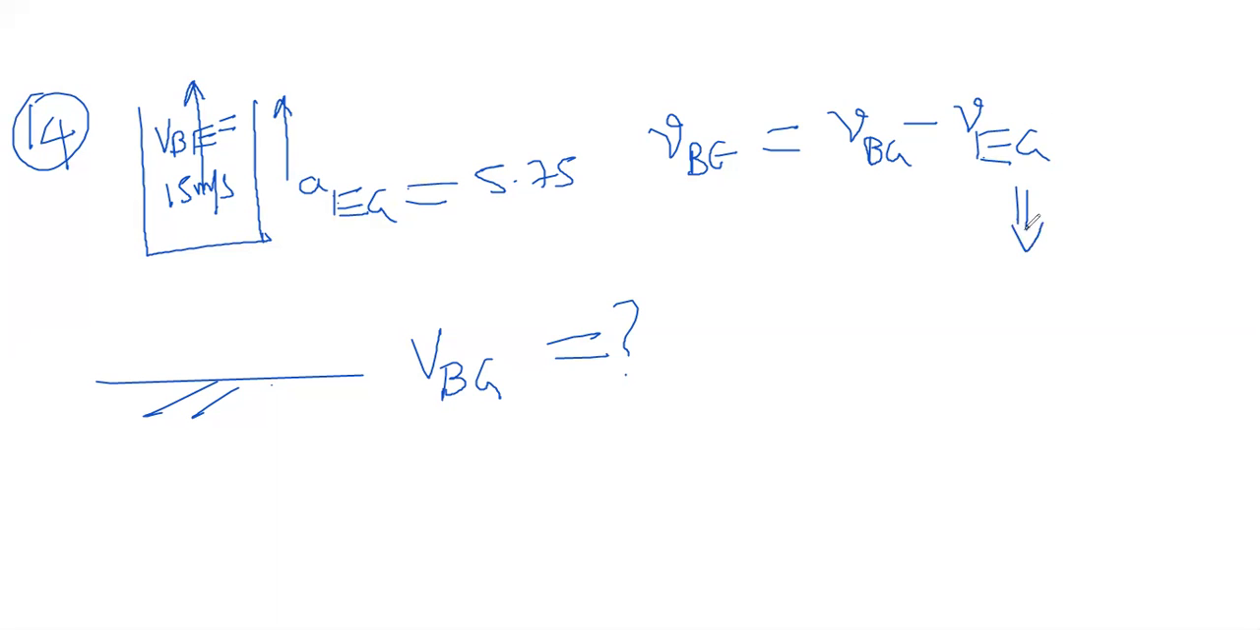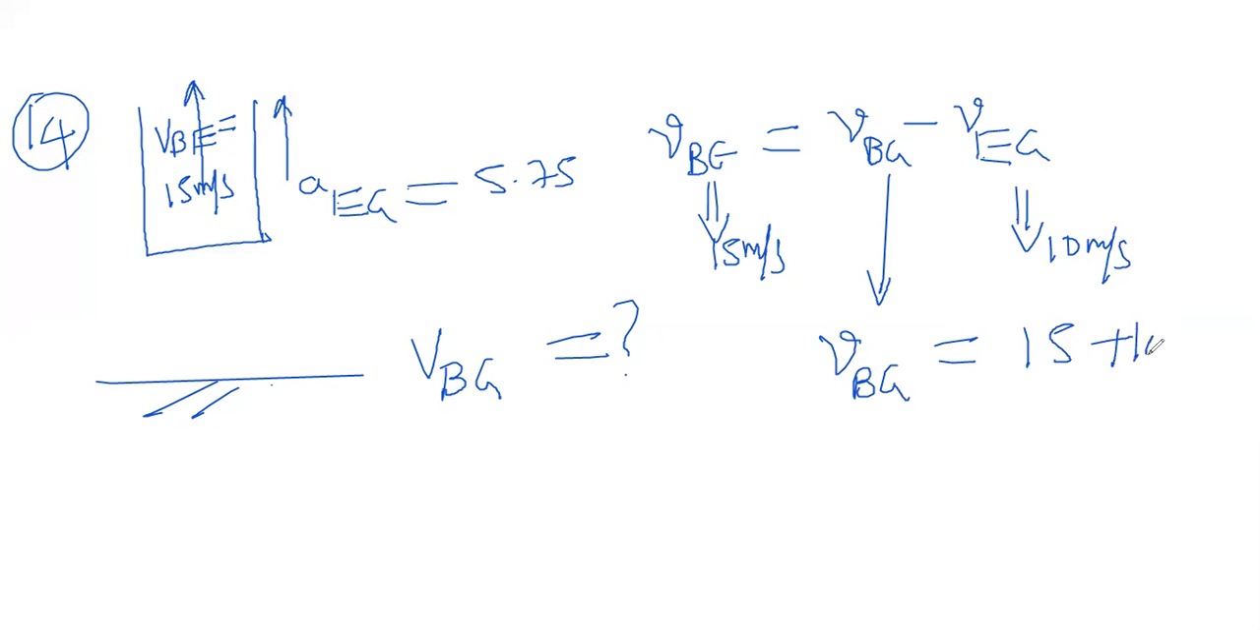This has been given to us in the data. What is that given as? 10. Yes or no? 10 meters per second. And velocity of bullet inside the elevator, this we know. How much is that? 15 meters per second. What we do not know is velocity of bullet with respect to level ground. How we will find that? Just take this side. Then we'll get the velocity of bullet with respect to level ground. How much will that be? 15 plus 10 is equal to 25 meters per second. This is the velocity of bullet with respect to level ground.